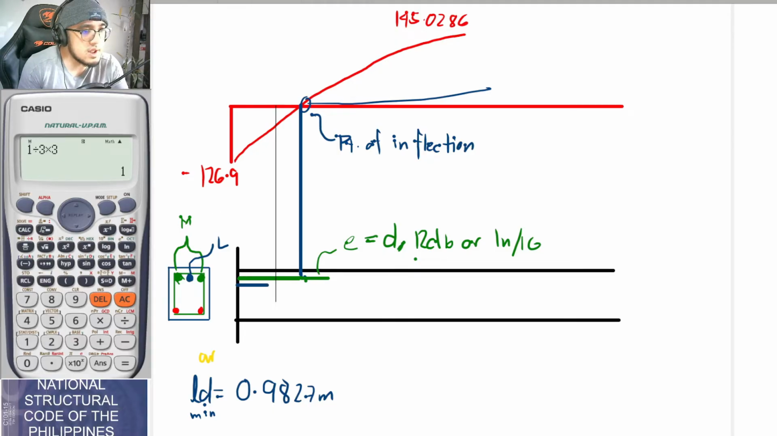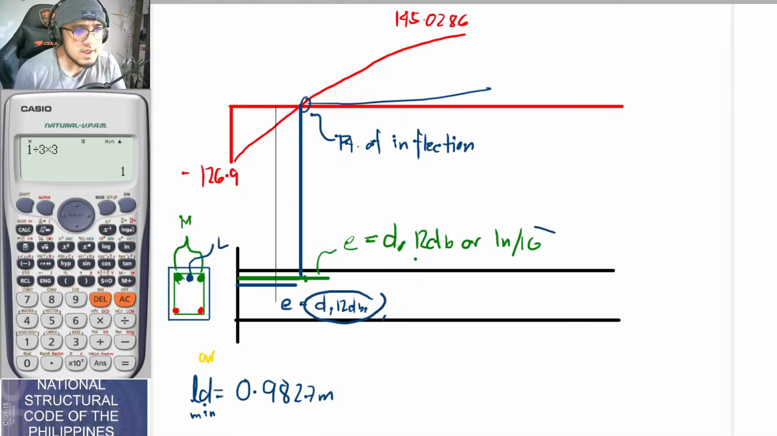So this is our bars L. Theoretically, but once again, we must introduce another extension. So for your extension, guys, same, that may be d or 12 db or ln over 16. Oops, I'm sorry, this should not be included, by the way. It should be just d or 12 db.